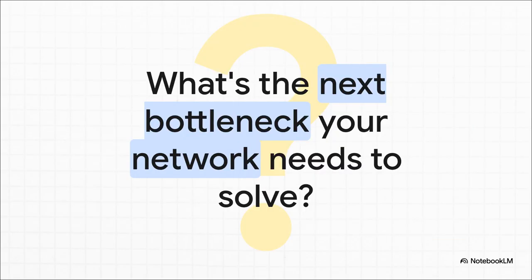So the Layer 2 leaf and spine architecture really does an amazing job of solving that critical east-west traffic problem that crippled older designs. And that leaves us with a final question to think about. Now that we've cleared this major choke point, what's the next bottleneck your network needs to solve?